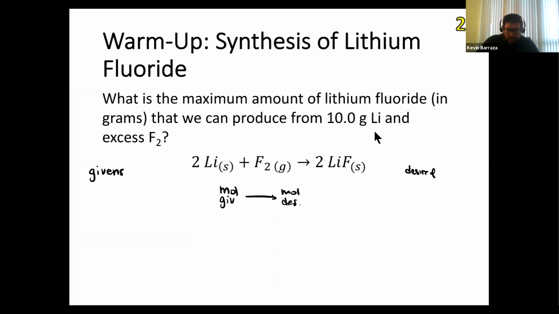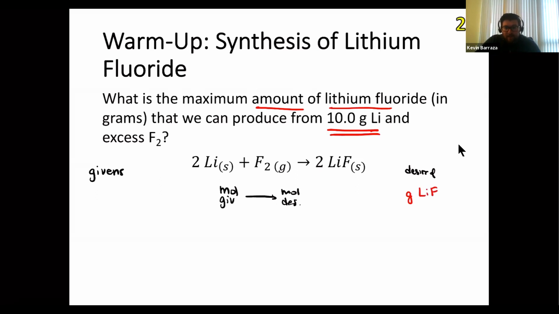So I'm going to go ahead and write the givens. I was given that there are 10 grams of lithium, and I would like to know the amount of lithium fluoride. So that's how I'm going to organize. Oftentimes the easier thing to do is to identify the desired. What is it that you desire? It's the question part of the problem. What goes with lithium fluoride? Sometimes it's easier to go backwards and identify the desired first. So it's going to be grams of lithium fluoride.